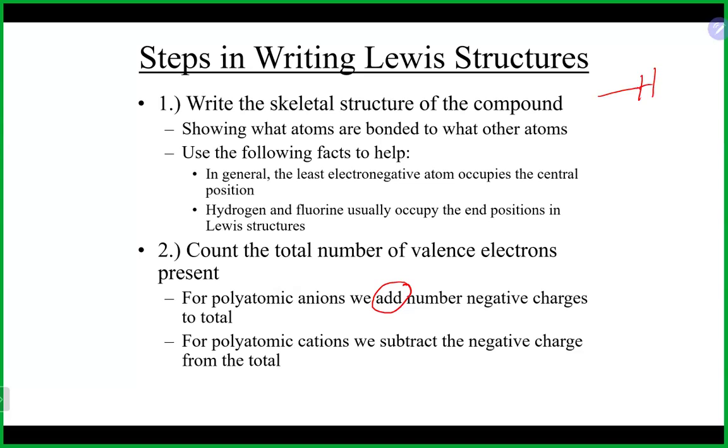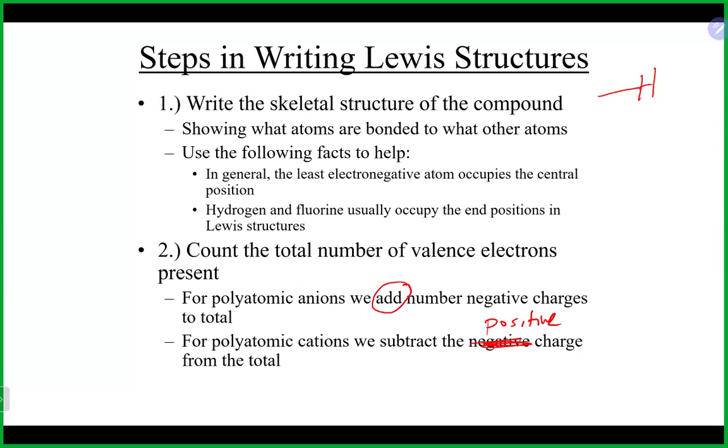And if somebody has a positive charge, we subtract that charge from the total. Again, guys with positive charges have lost electrons, so you need to take that away from your total.